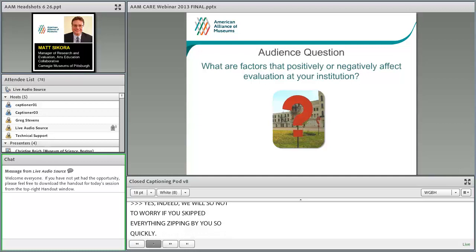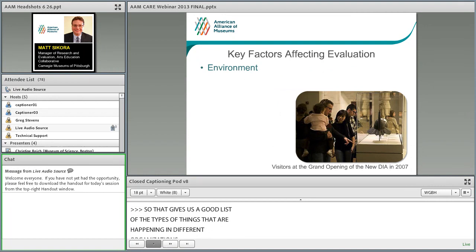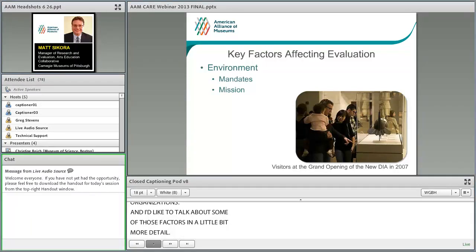Okay. So that gives us a good list of the types of things that are happening in different organizations. And I'd like to talk about some of those factors in a little bit more detail. One of them being the environment. And part of the environment that people think about when thinking about evaluation are mandates and mission.